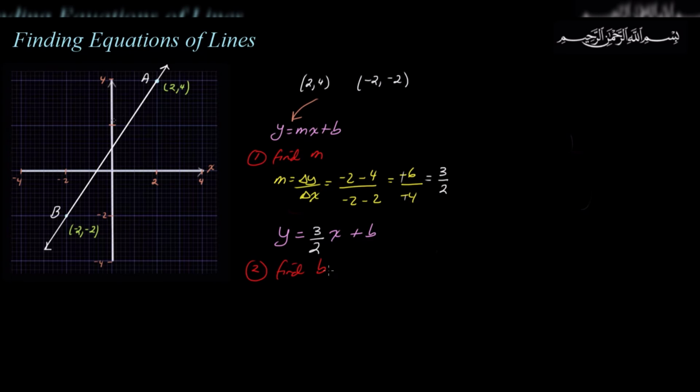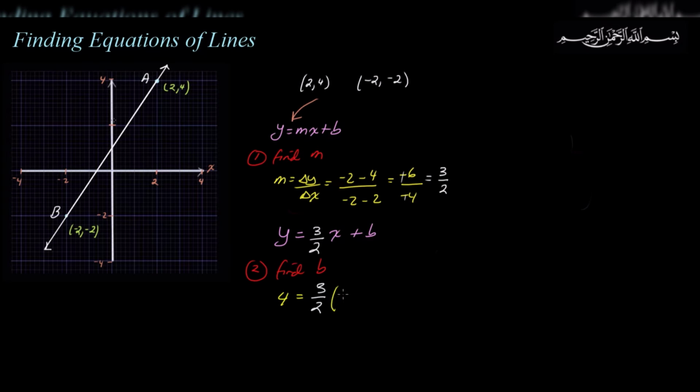Be careful, because sometimes students, since 2 comes first, put it in y, and since 4 comes second, put it in x. No. You have to put the x in its x place and y in the y place. So I'm going to put the 2 in place of x and 4 in place of y. So 4 is y, and then the slope is 3 over 2, right? So the slope is 3 over 2, and the x is 2.